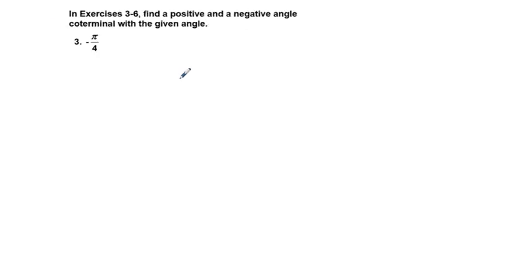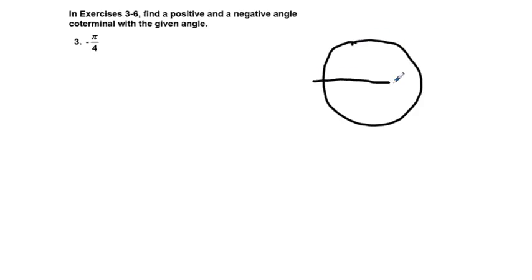And next, on our problem 3, in exercise 3 through 6, find a positive and a negative angle coterminal with a given angle. Well, again, we're just going to put a little circle here. This one's a little smaller, quite a bit smaller. And we have the angle negative pi over 4. Well, positive pi over 4 is going to be right up here, equivalent to 45 degrees. And if we rotate clockwise instead of counterclockwise, we will have negative pi over 4 down here.